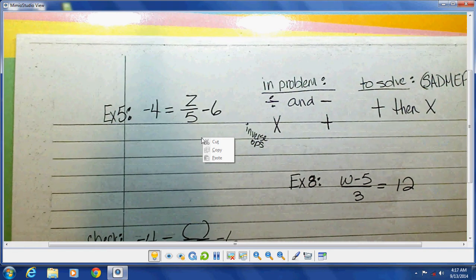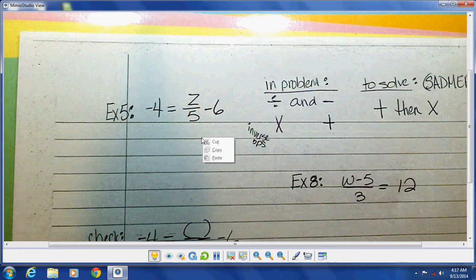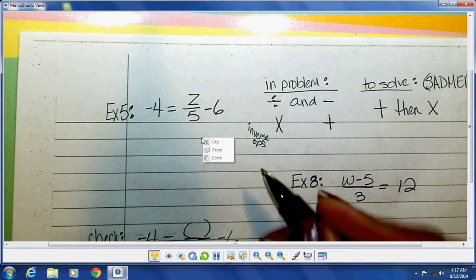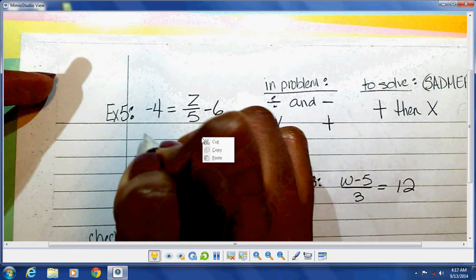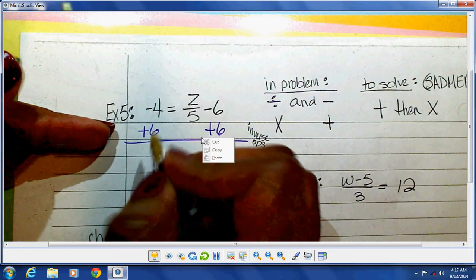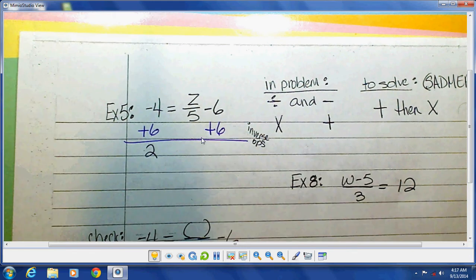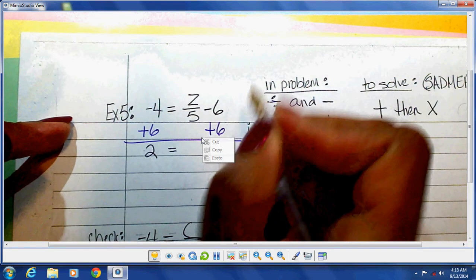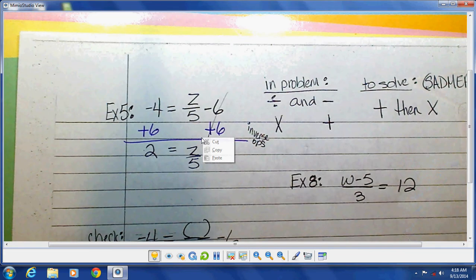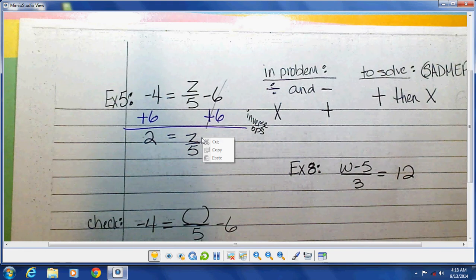Okay, so let's come over here and solve. Since I first want to remove this 6, we've already said that we need to do its inverse, which is addition. So first we're going to add 6 to both sides. Negative 4 plus 6 is 2. And what I'm left with on the right side is z divided by 5. Because those cancel. Excuse me. So now I need to isolate the variable by doing the inverse of division, which is multiplication. So therefore, I'm going to multiply both sides by 5.